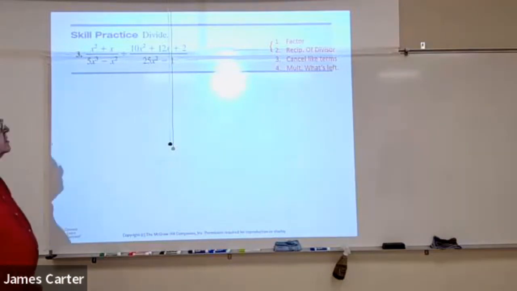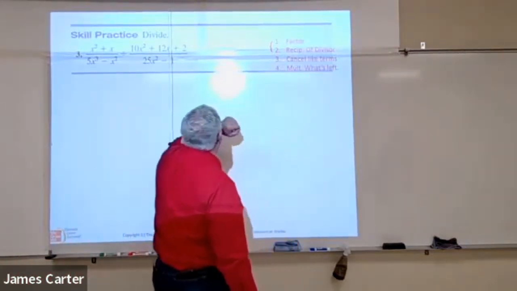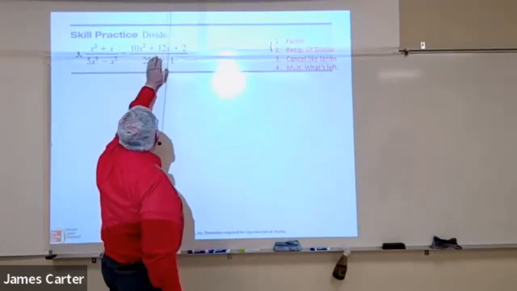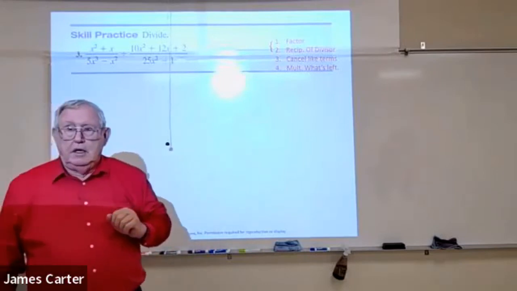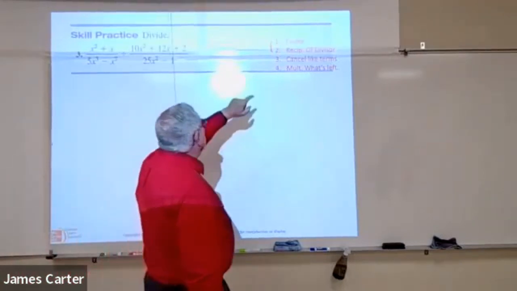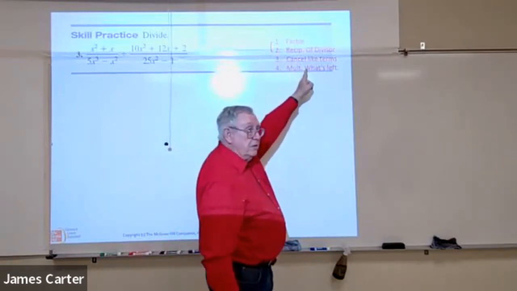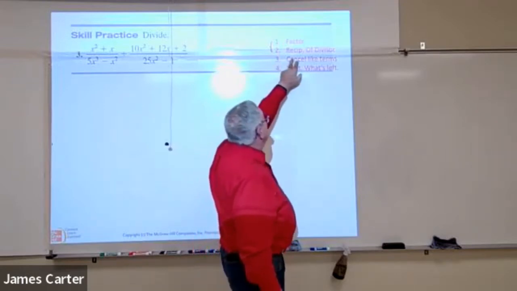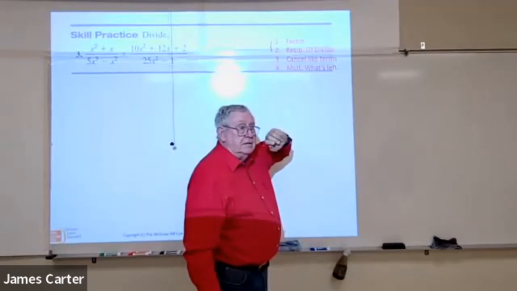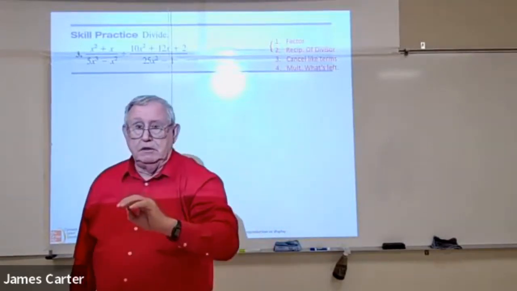That one additional step is you have to take the reciprocal of the divisor, and all of this behind the divide sign is the divisor. Now, you can either take the reciprocal first and then factor every term, or you can factor every term and take the reciprocal. Either way, you have to do both before you can do any canceling. And the fact that you have to do both is important.